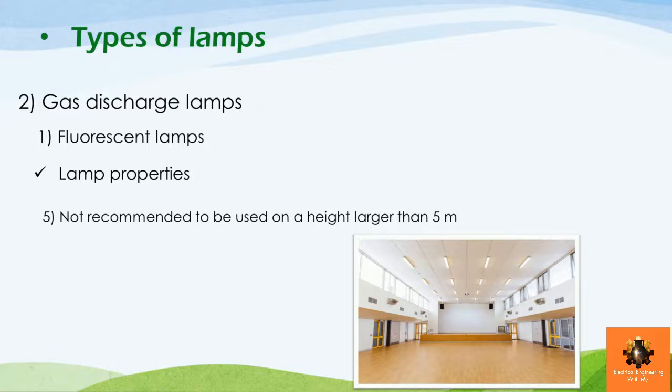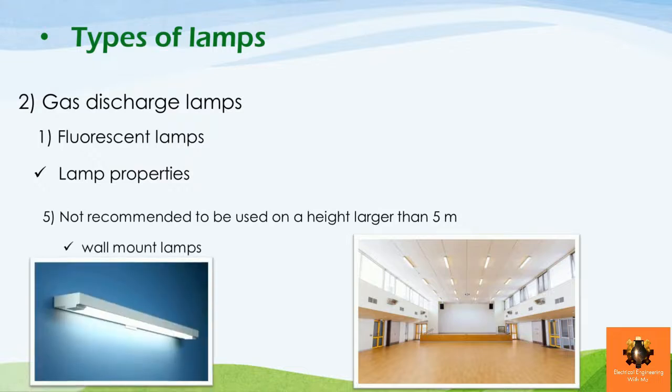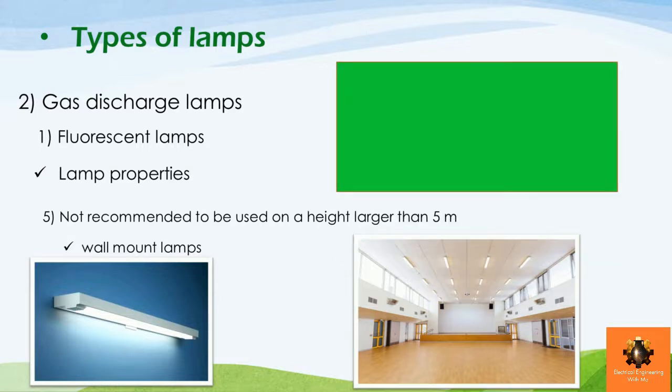In that case we have a solution, which is to install the fluorescent lamp on the walls of the space, so we can use the wall mounting method, as in that case we can put the lamps at a height less than 5 meters, as we are not tied to the ceiling, but we put them on the walls. So if we have a space like that one, we can use 4 fluorescent lamps, one on each wall.